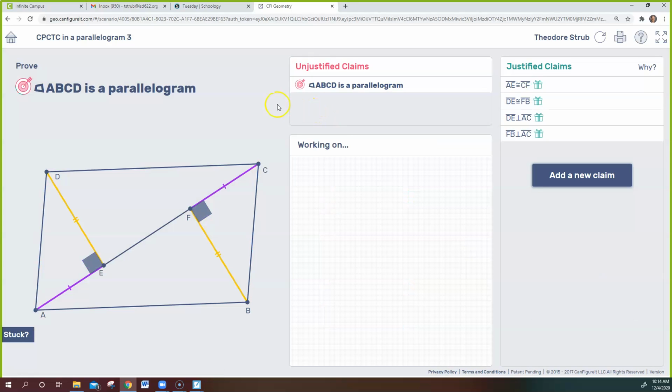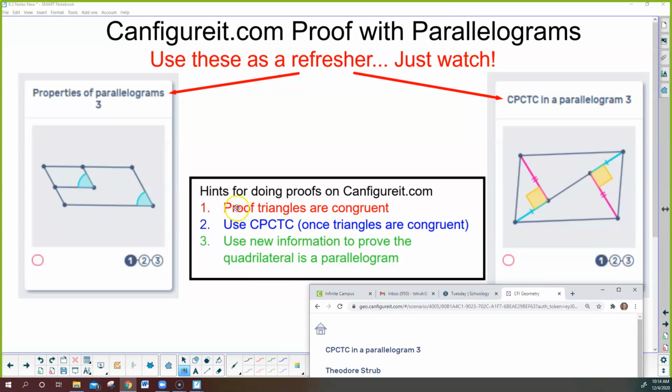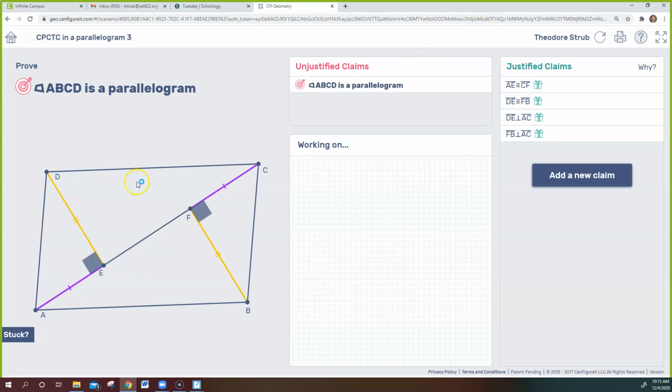So this one, I just started over. Look at the directions. Prove it's a parallelogram. So now I'm thinking if you're proving something's a parallelogram, you're most likely going to have to prove that triangles are congruent, and then use CPCTC, and then use that new information for any way to prove it's a parallelogram. So let's look at what's given first. And I'm going to do this by highlighting. So if you look at my shape, the two purple lines, EA and FC, are congruent. That's given. And then the yellow lines are congruent as well.